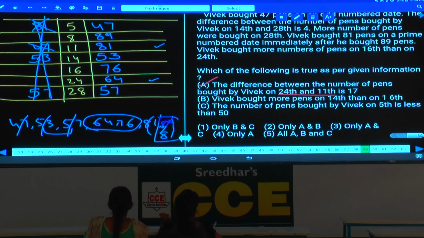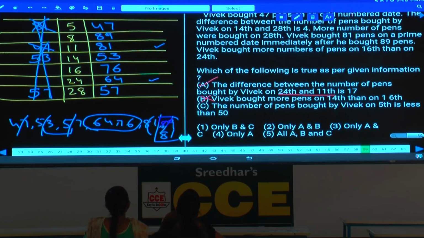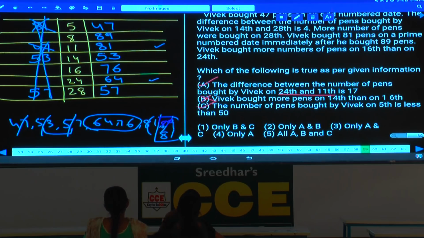Then as A is true, now we should check the other choices. B, Vivek bought more pens on 14th than on 16th, that is false. C, the number of pens bought by Vivek on 5th is less than 50, definitely true. Only A and C, that is given in choice 3. Now question number 59, choice 3 is the answer.